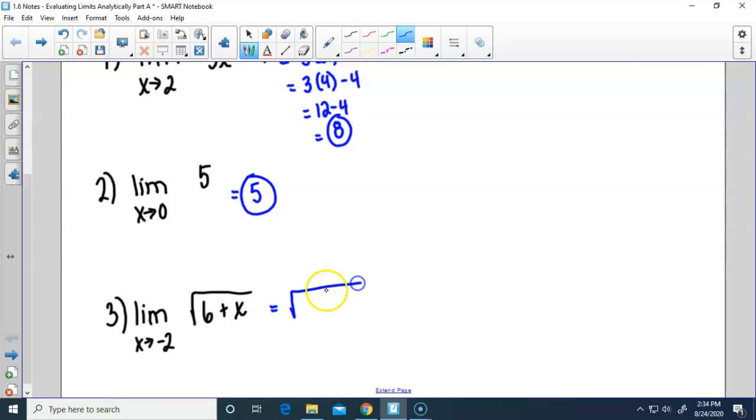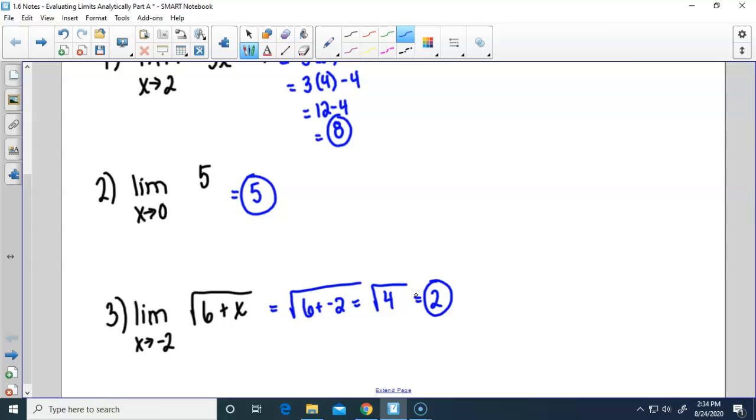For our last little example we've got here, we're going to plug in negative 2. So we would have the square root of 6 plus negative 2. Of course, that will be the square root of 4. And so 2 is going to be our answer for that. So direct substitution, very simple.